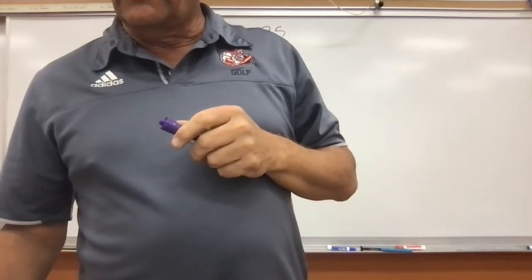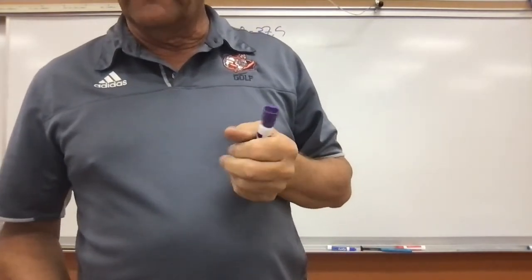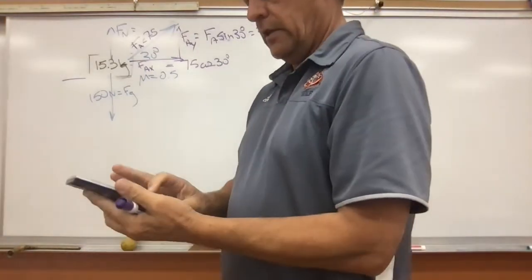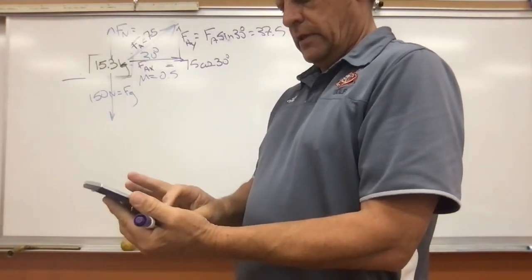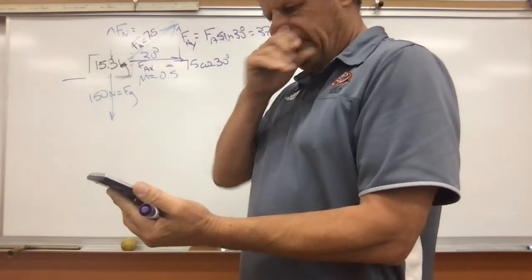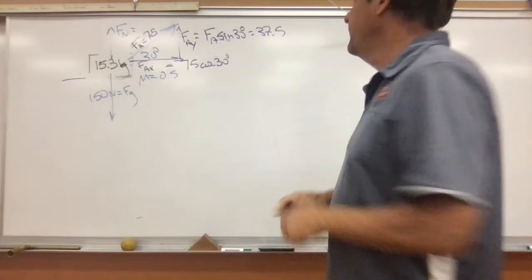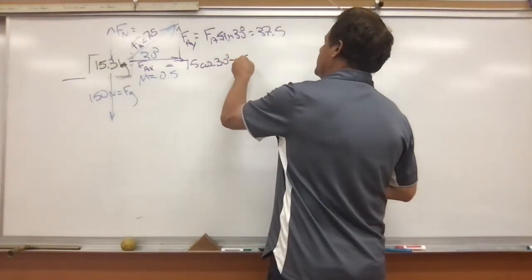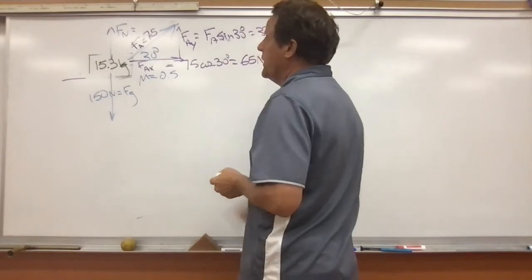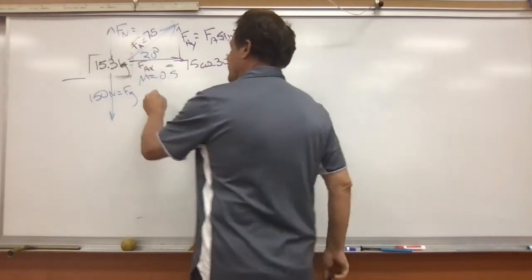And then our force applied in the x is going to be 75 cosine of 30 degrees. And that is going to be 75 times cosine 30, which is going to be 65 newtons.